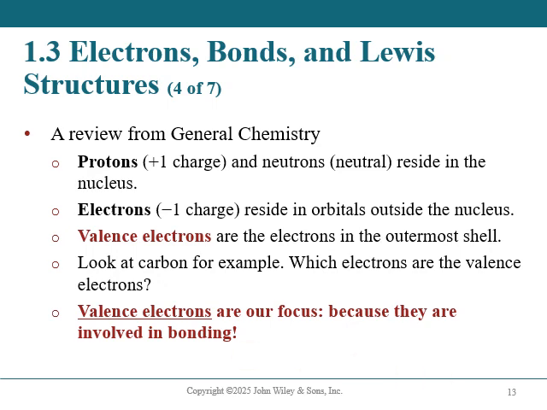This is a review from general chemistry. Protons and neutrons reside in the nucleus. Electrons occupy orbitals outside the nucleus. Valence electrons are the electrons in the outermost shell. These valence electrons are especially important because they are involved in bonding. Typically, when we talk about electrons in any chemical reaction, more often than not, it will be those valence electrons.